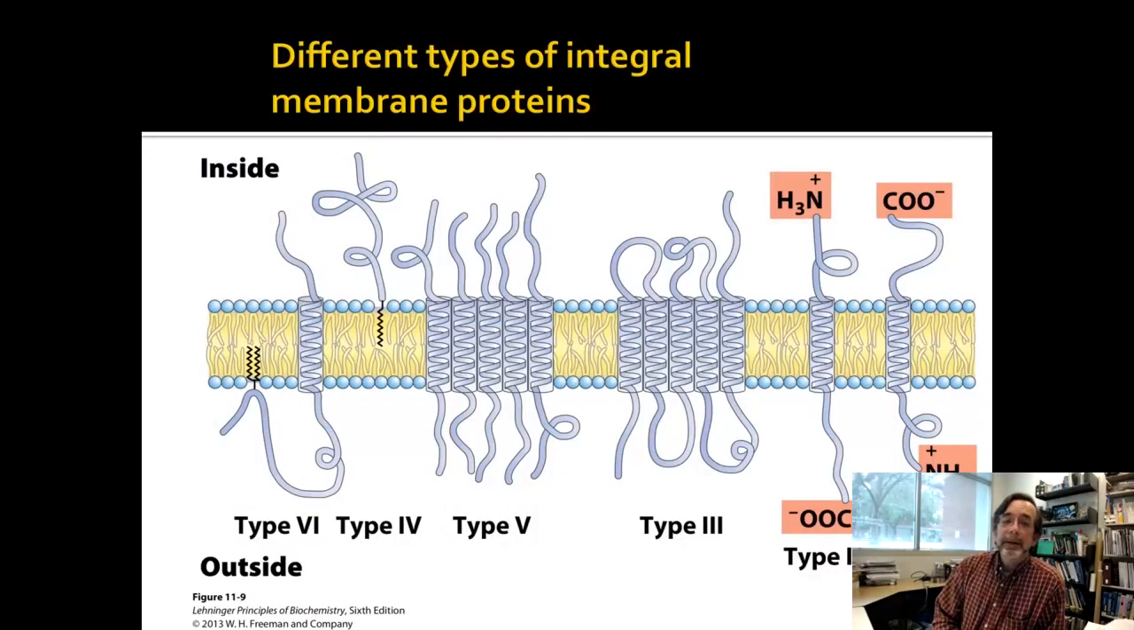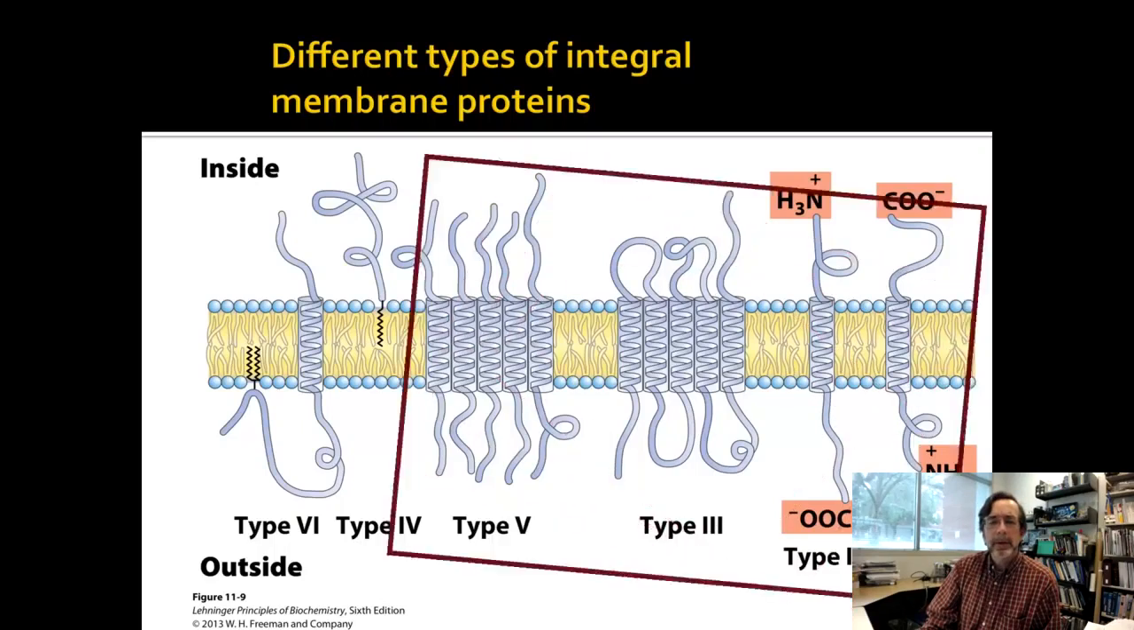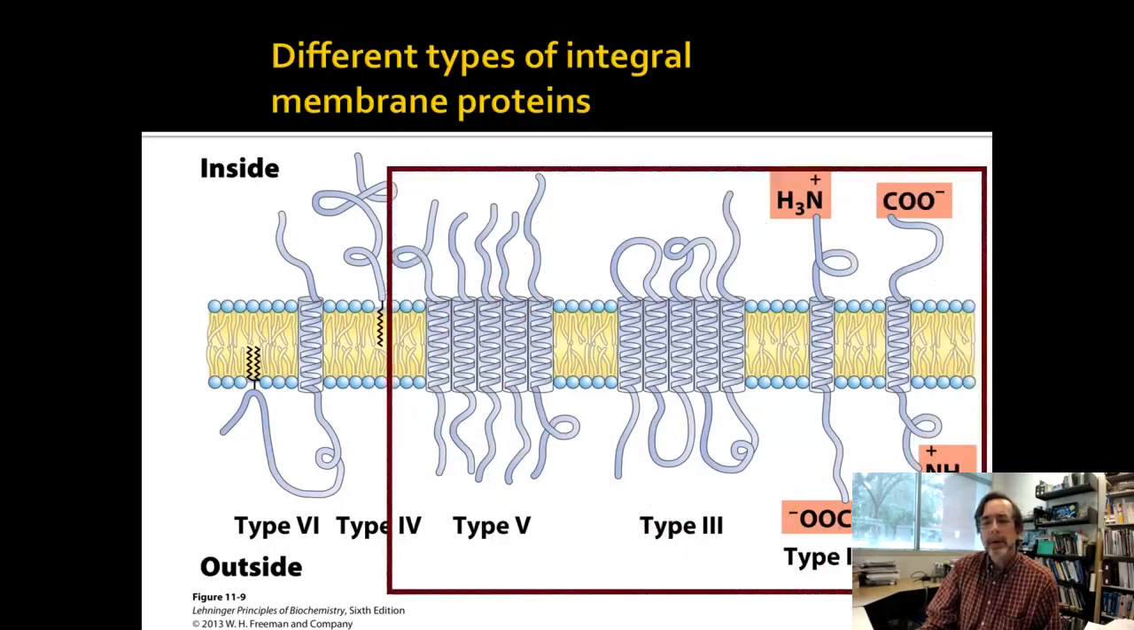So just remember there are different types of integral membrane proteins, including the kind that span the whole membrane. I do want you to know these because it's not too much to know. I want you especially to know types 1, 2, 3, and 5 because these are pretty straightforward. Types 1 and 2 are just one helix each.